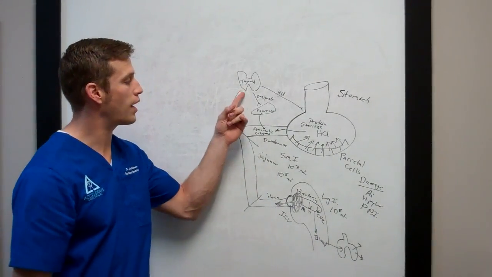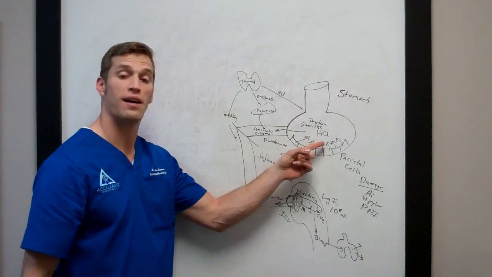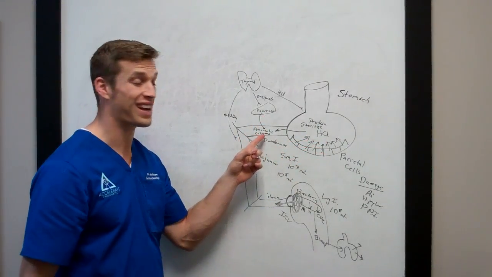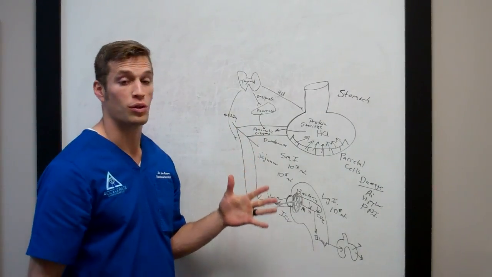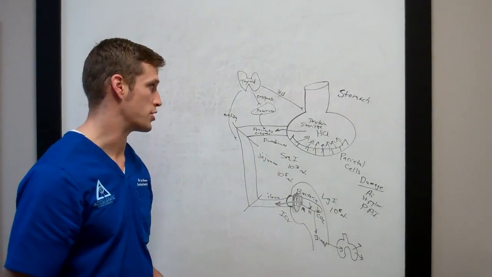Okay, so if we have a thyroid problem, then we may have an HCl problem, we may have a lack of enzymes, we may lose motility. So we need to evaluate the thyroid in a SIBO patient.